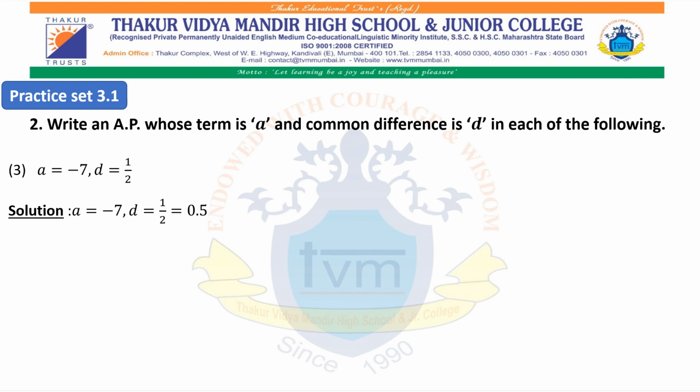Now, we have to find out the first 4 terms. Out of that, first term is given, A, means we can write again here A equals T1 equals minus 7, means we got our first term. For finding out the second term, again we will take T1 plus D. In this case, it will be minus 7 plus 0.5, which will give us minus 6.5.